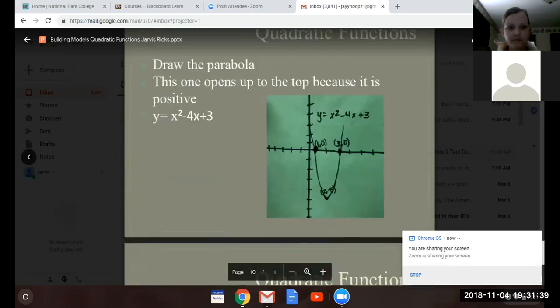Then you create the parabola based on those points as shown. And this one opens up to the top because it has a positive x squared value, so it's going to open up.